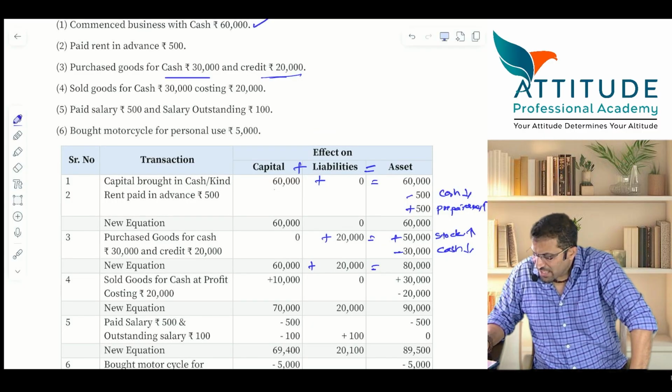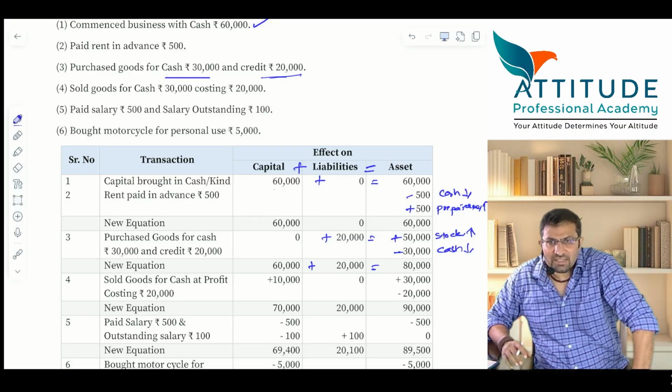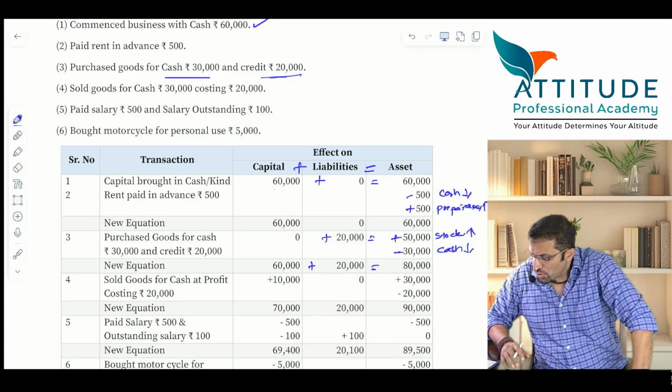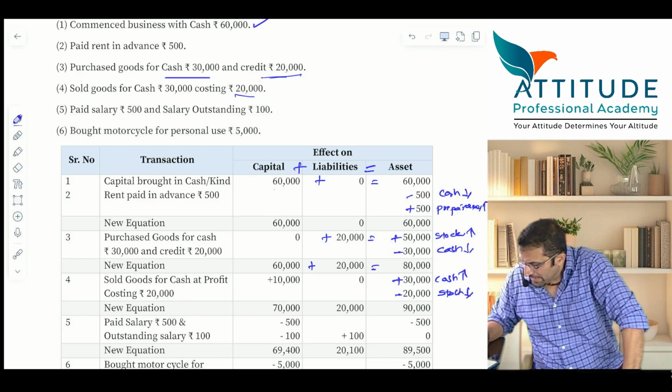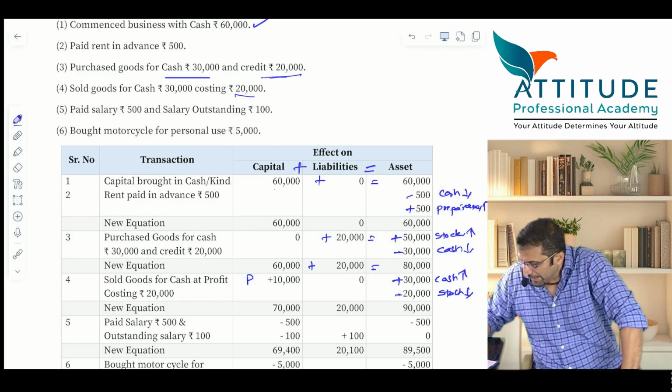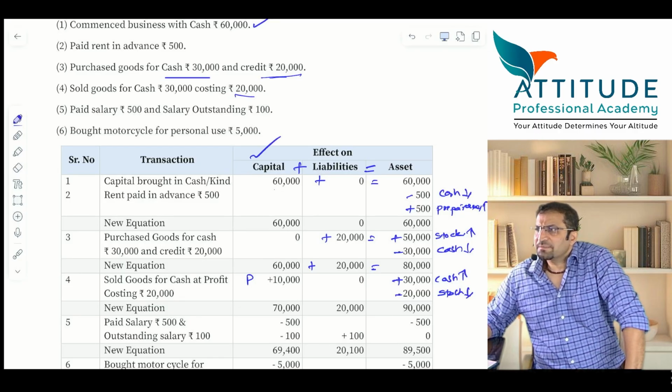Goods sold for cash, how much? 30 costing 20,000. There's a profit. Now, goods sold for cash. Cash is increasing by how much? So, cash increases by 30. So, therefore plus 30. Stock reduces by how much? So, minus 20, stock reduces. Clear? Then, profit increases by? So, this is profit. The capital is going to increase. Is it very simple, guys?